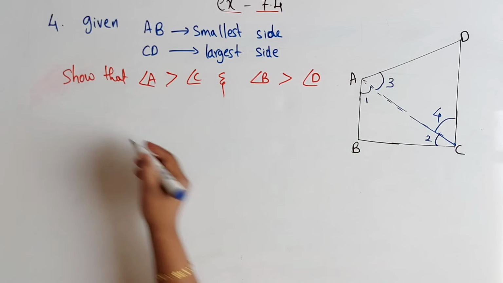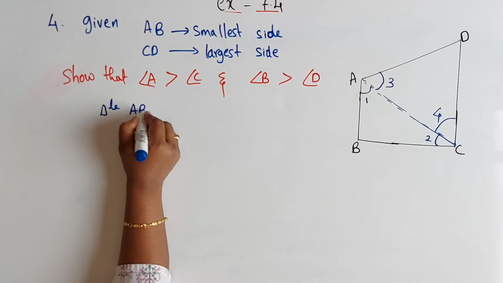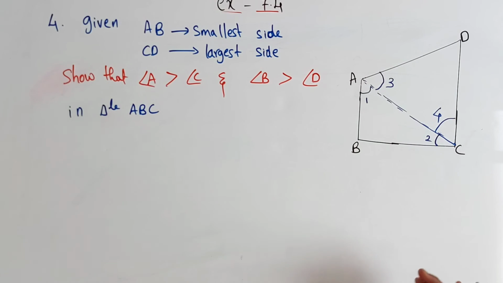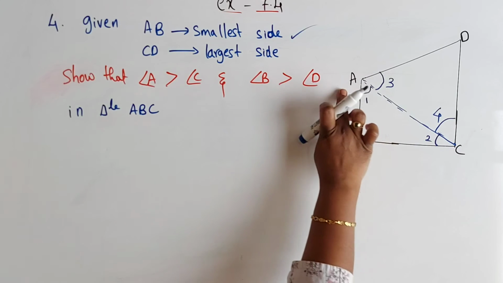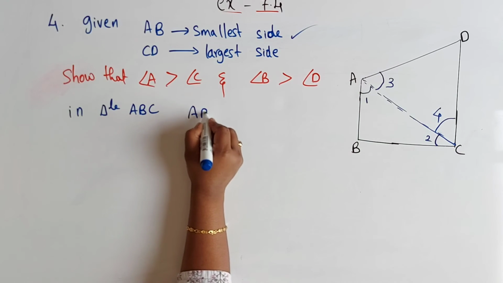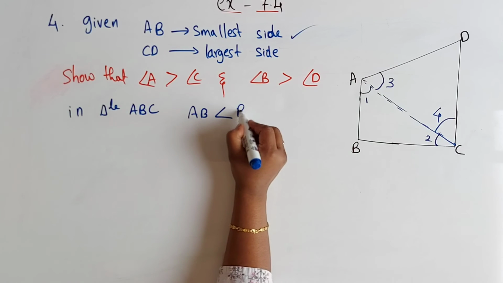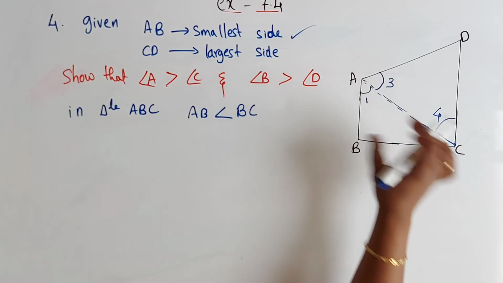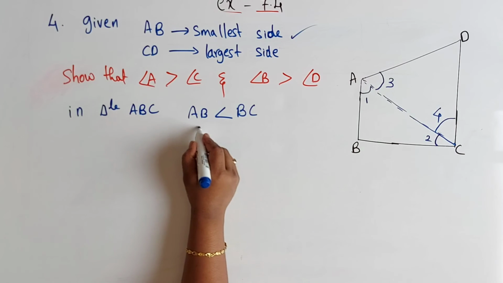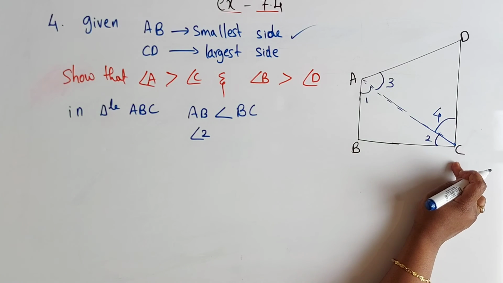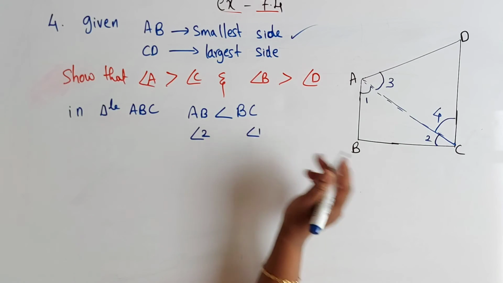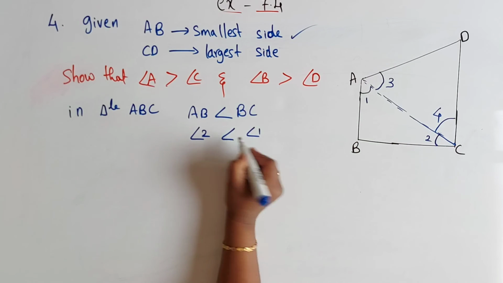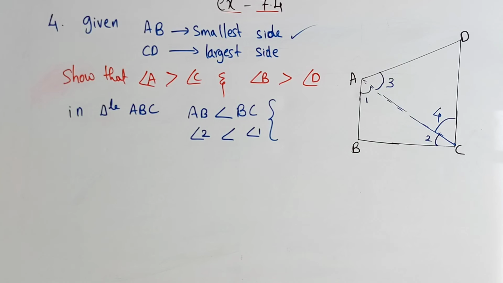First consider triangle ABC. They have already mentioned that AB is the smallest side. That means if you compare AB and BC, AB is the smaller. AB is less than BC. Correct, children? So AB's opposite angle, angle 2, is also smaller. BC is the largest side, so BC's opposite angle, angle 1, is the larger angle in this triangle. Correct, children? What is the reason here? The largest side's opposite angle is larger.